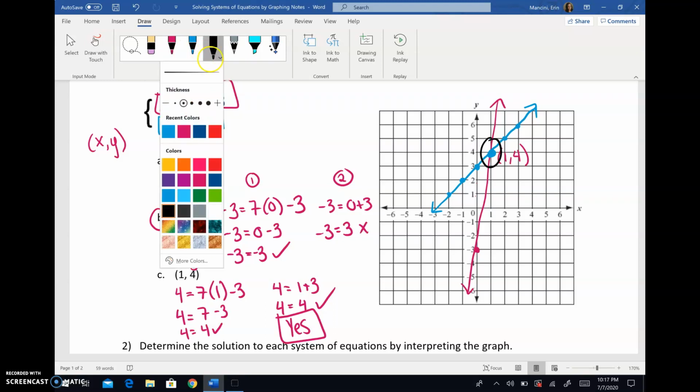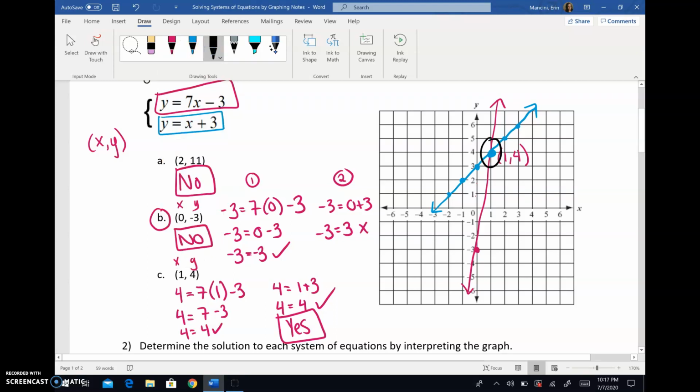Okay, so if I plotted like (0, -3), well, we're here on the graph. And the reason that didn't work and was a no is because it's only on the pink. Okay, (2, 11) would be like way up here, and it's on neither of the lines. So it makes sense that that doesn't work.